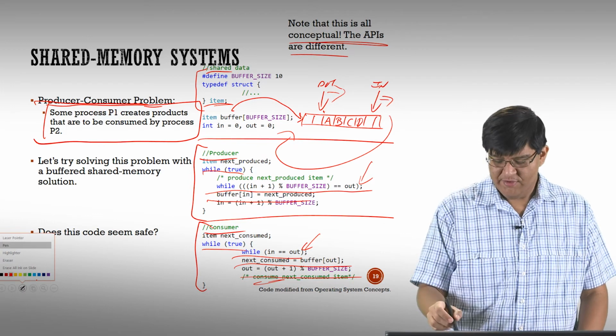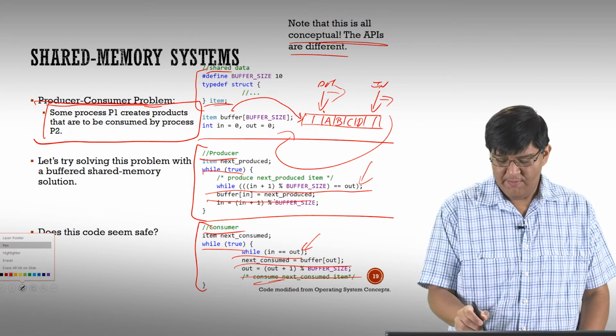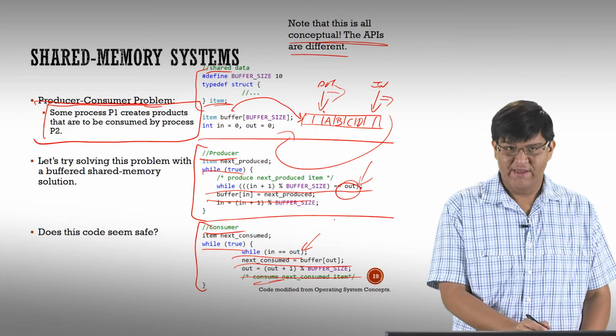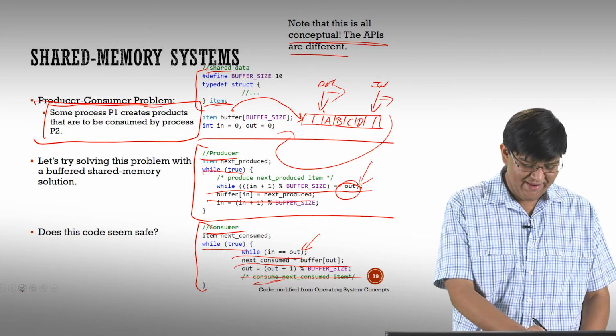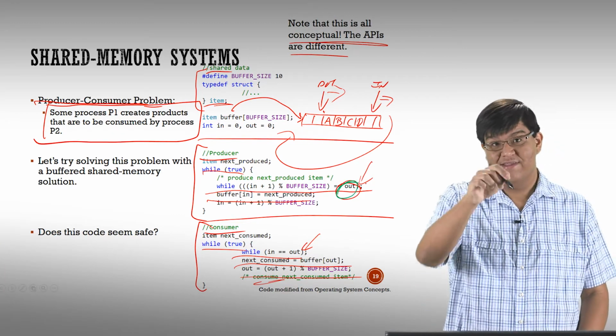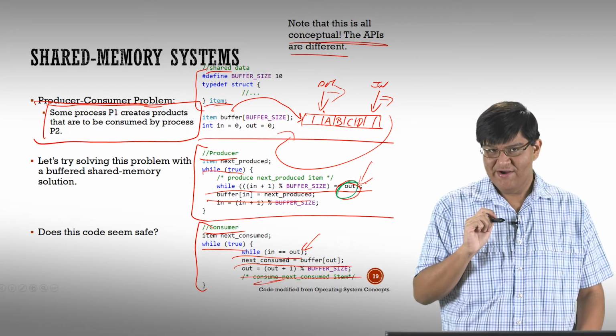Success. So here, notice we have this line over here. It has my while loop. I compare in with out. So out is over here. Oh, I guess I didn't change my ink color after all. Let me try that again. Is that success? There, that's success. So now we're cool. So we have out there.